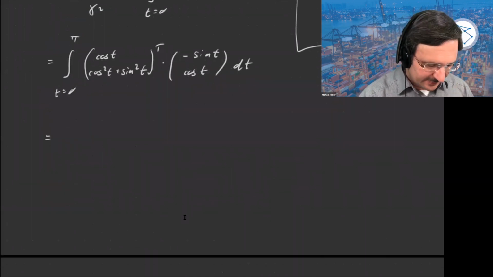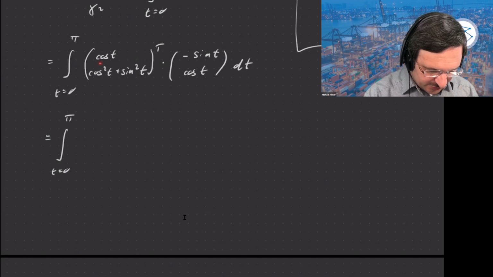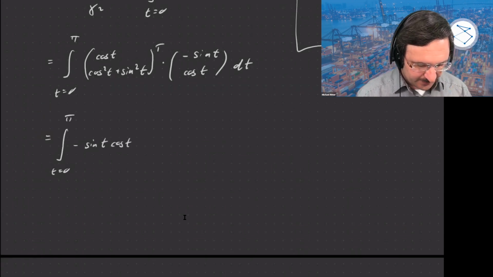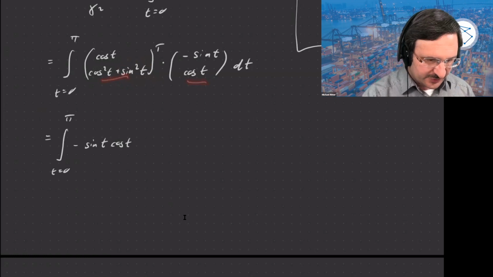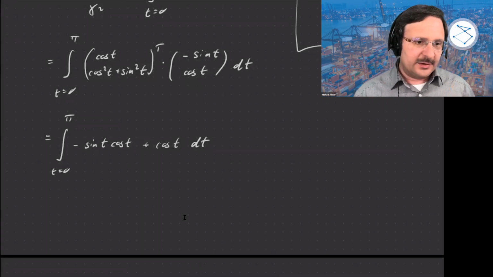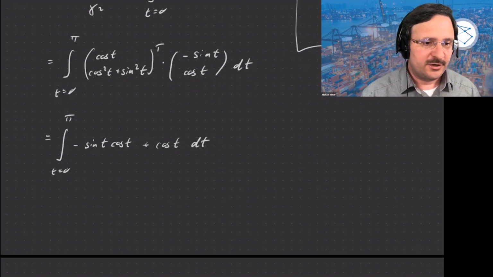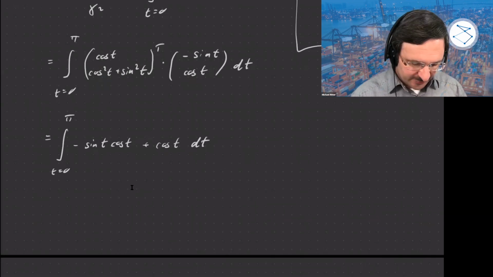So what we get here is, again, from 0 to pi. So here we have cosine t times minus sine t. So that's minus sine t cosine t. Here we have cosine squared plus sine squared. That's a 1. So we have 1 times cosine t. That's simply plus cosine t dt. And then to integrate this sine cosine, we can use numerous techniques. One possible technique is suggested in the problem statement, and that says use the following trigonometric identity. Sine t times cosine t is equal to 1 over 2 sine of 2t.